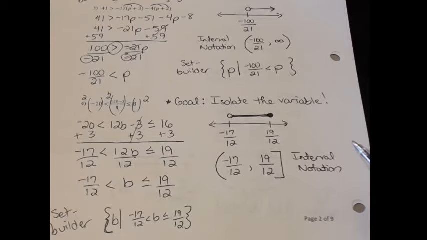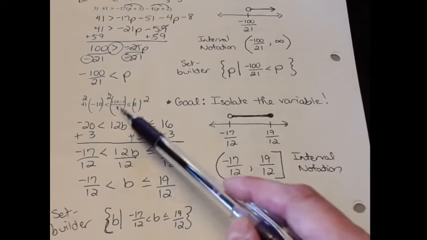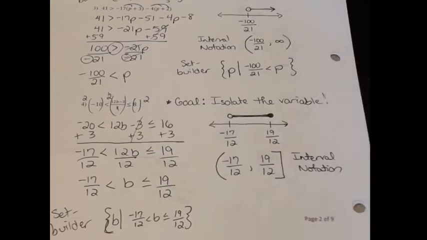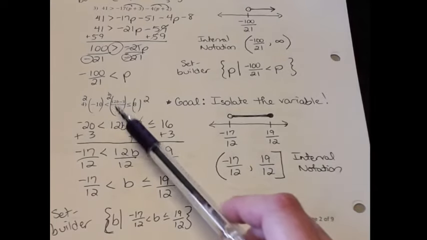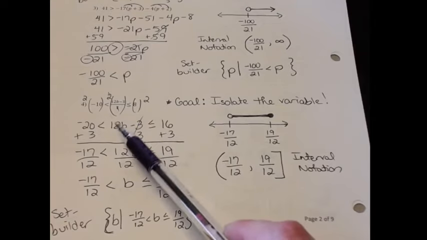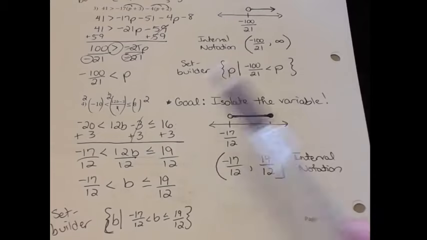So the first thing we wanted to do here is multiply every term by the LCD. The point of multiplying every term by the LCD was so that we can eliminate any fractions that we had. So notice the LCD here is 2, so we multiplied every term by 2. That gave us -20 is less than, our 2's canceled, we were left with 12b minus 3 is less than or equal to, and then 2 times 8 is 16.